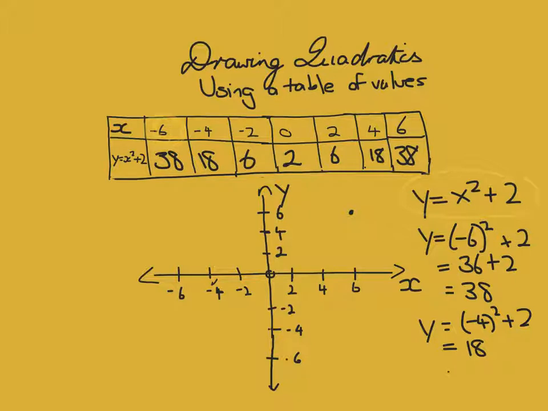Now you might be saying, how did you work that out so quickly? Well, it's actually because you'll notice that the value for -6 is the same as the value for 6. The value for -4 is the same as the value for 4. And that's the cool thing about quadratics. When the x coordinates have the same size, for example -6 and 6, they've got different signs, but they're the same size. When they've got the same size, they're going to have the same y value.